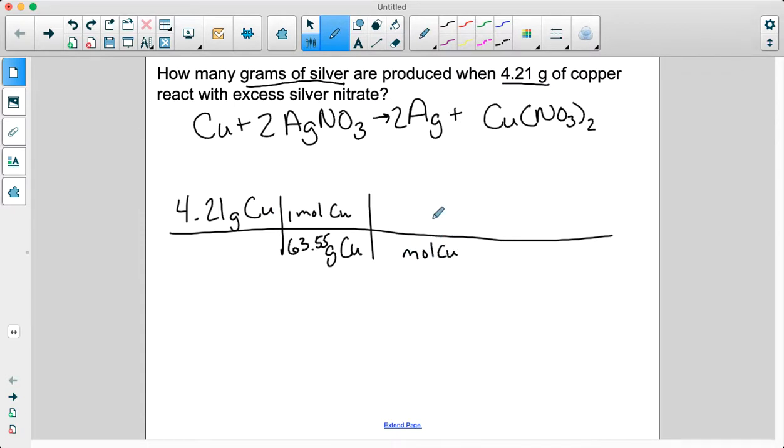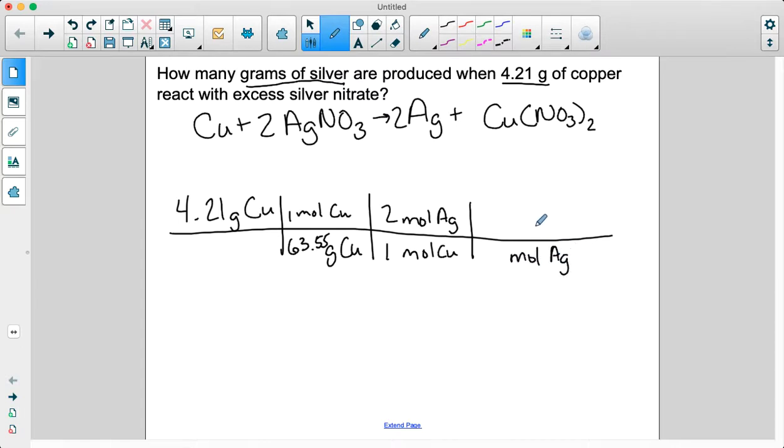And this is my mole ratio where I can convert. I don't want copper in the final answer, so I'm going to convert to silver. And the mole ratio, for every 1 mole of copper, you're going to be getting 2 moles of silver. It's the coefficients in the equation. So 1 mole of copper is 2 moles of silver. And now we're in moles of silver. I need to bring that down because I don't want that in the final answer.